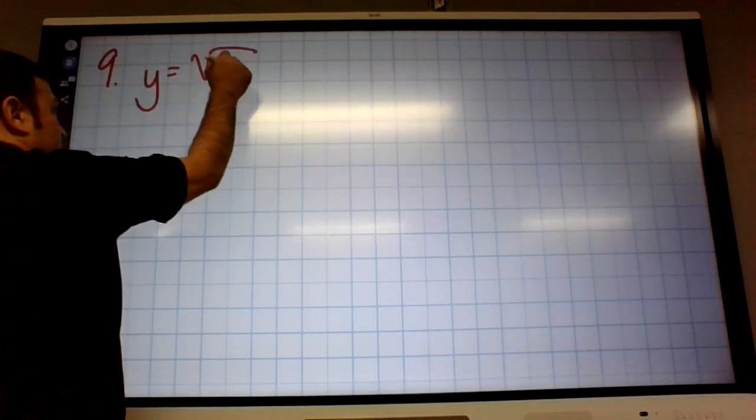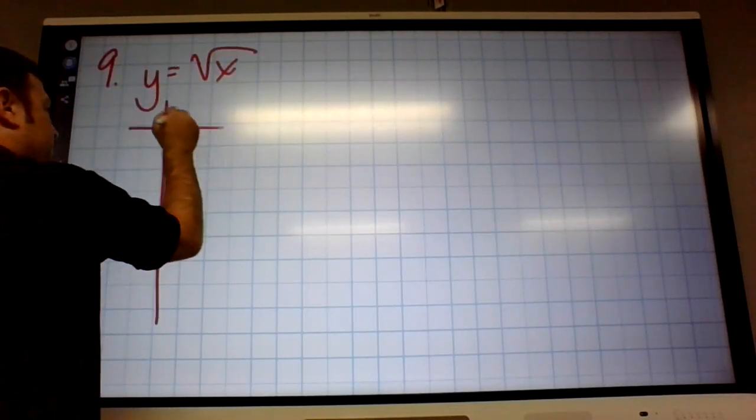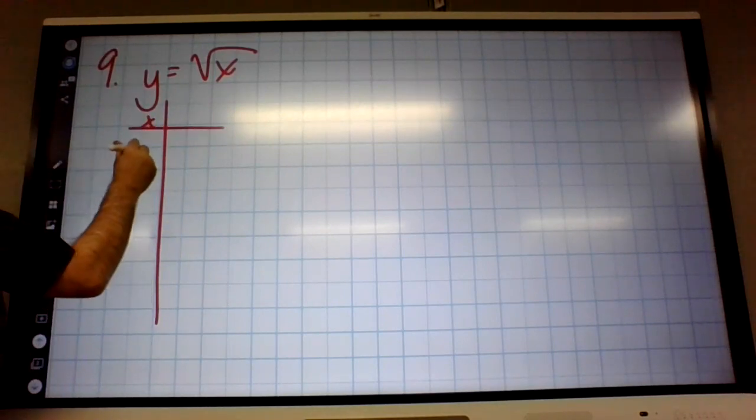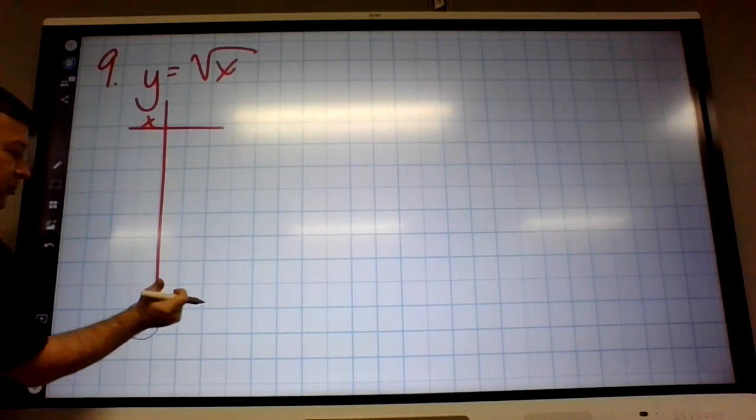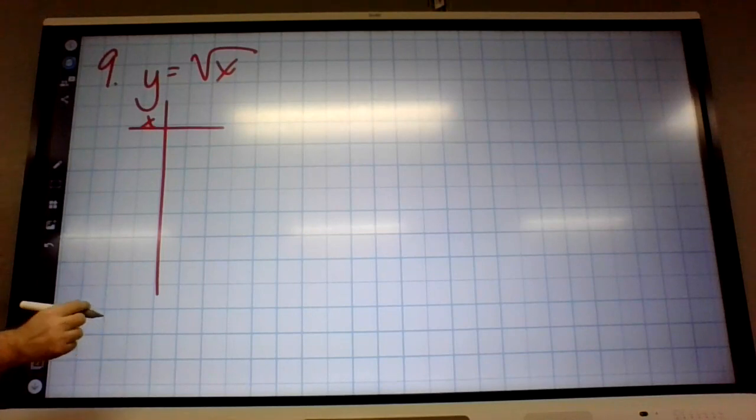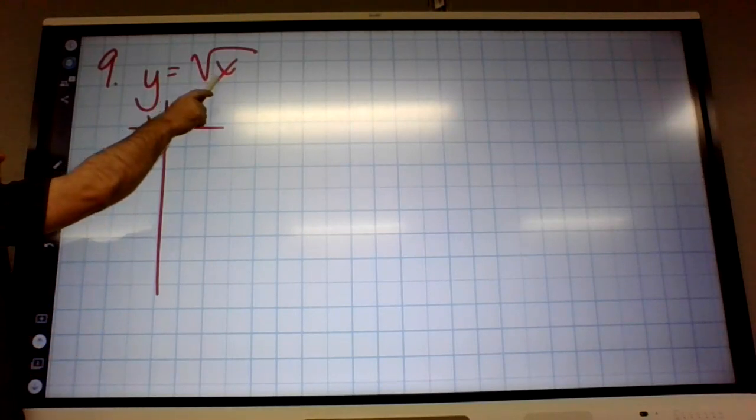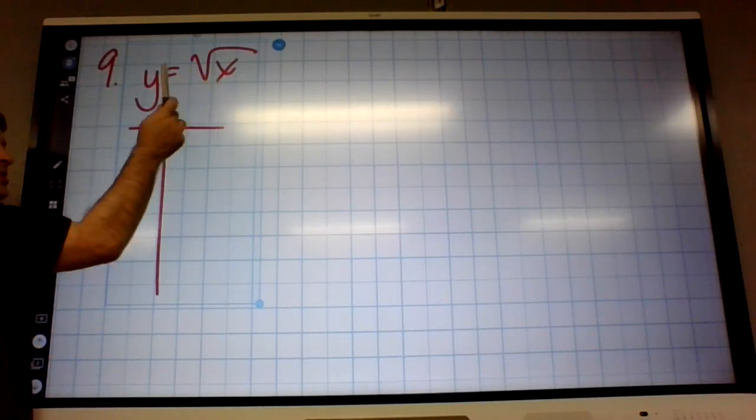Y equals square root of x. So what table did I make? Well, I want you guys to use like 4 numbers. So what numbers would go well in here? What numbers have nice square roots?